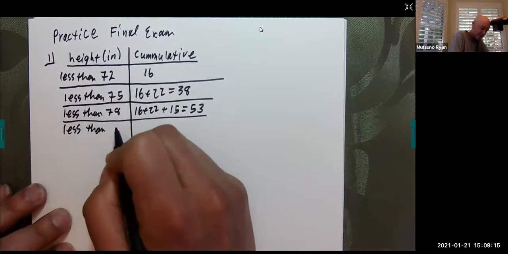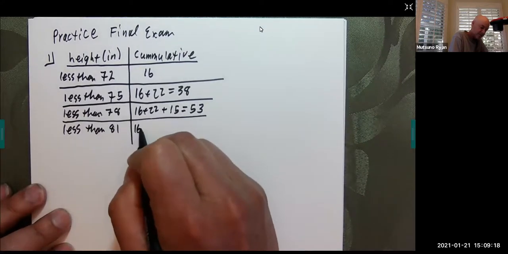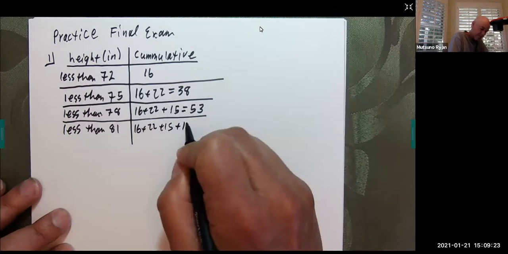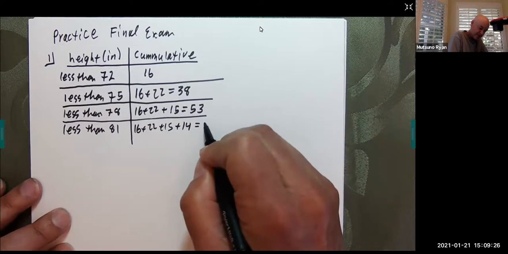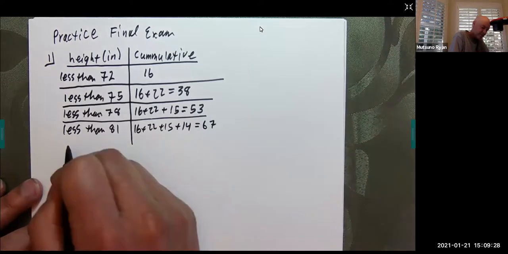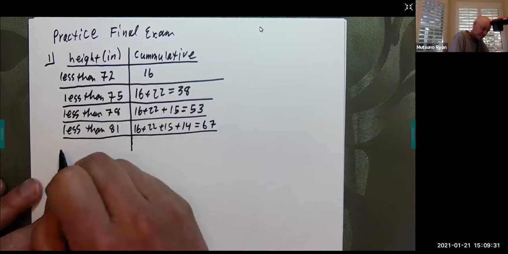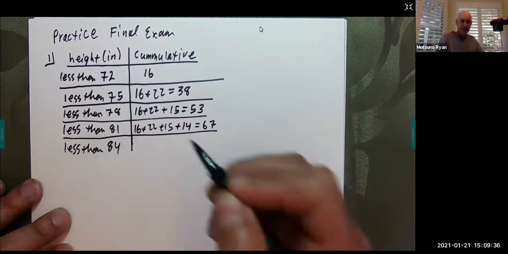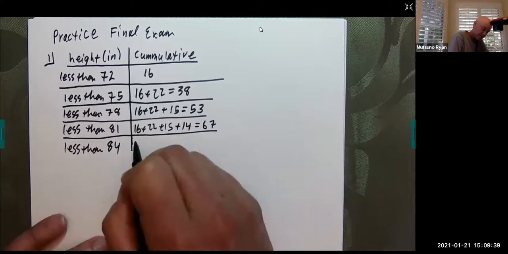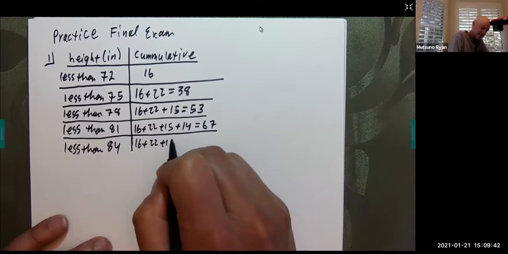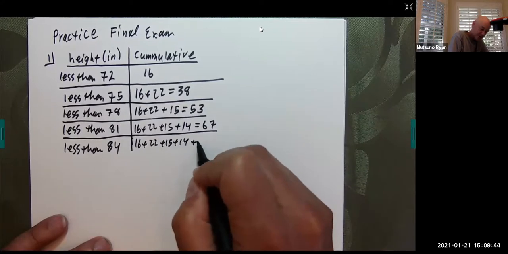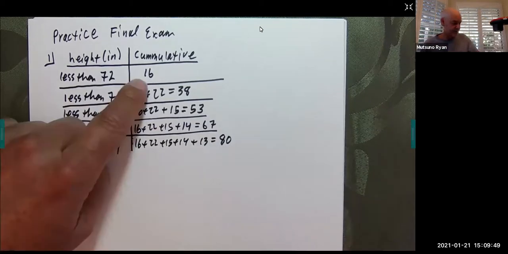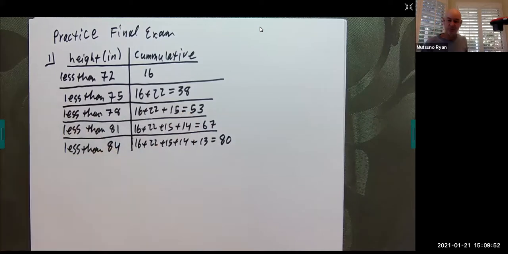Less than 81. It's going to be the 16 plus the 22 plus the 15 plus the 14. Gives me 67. The last one, less than 84, is adding all of them up. 16 plus the 22 plus 15 plus 14 plus 13 is going to give me 80. And again, you can just write in 16, 38, 53, and so on, all the way down the bottom like that.